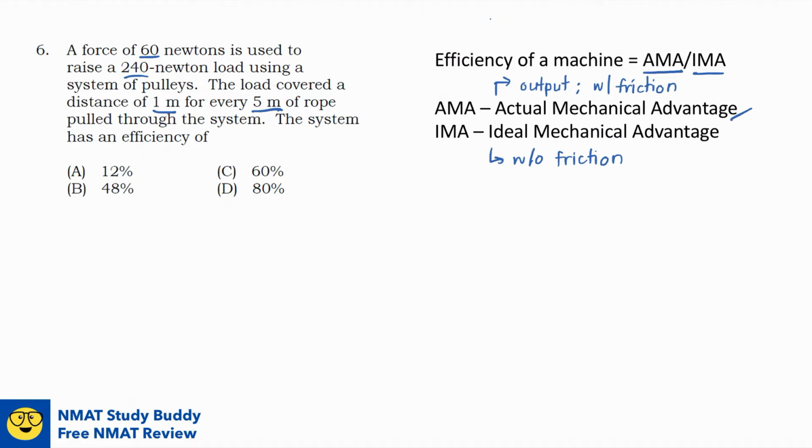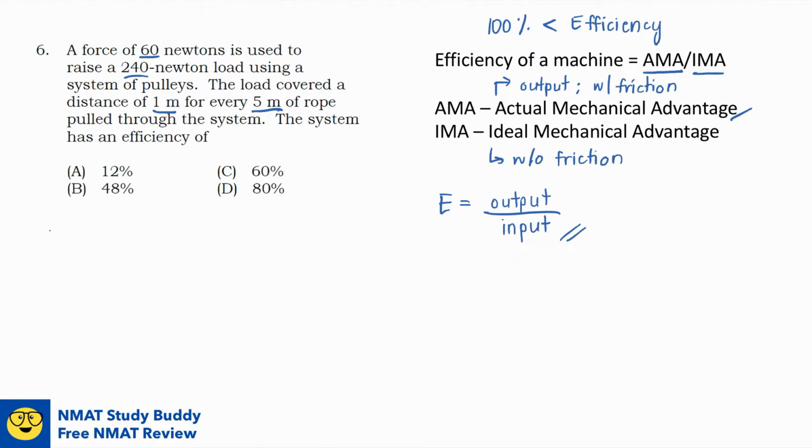So, yung efficiency ng machine, never siyang magiging 100% due to friction. Lagi siyang less than 100%. In other words din pala, yung efficiency ng machine is equal to the output work over the input work. So, ito na lang yung gagamitin natin muna dito sa problem na to.